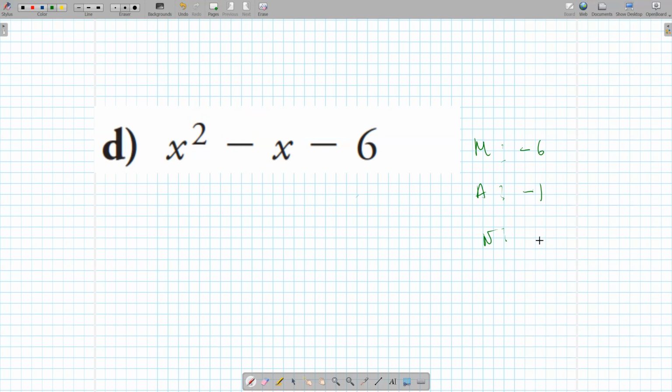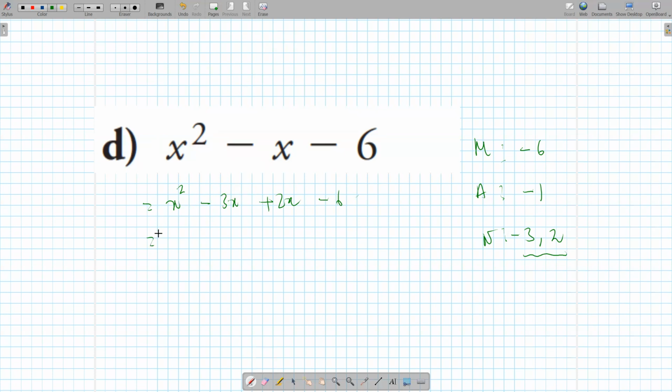You want a hint? One of them is 2. The other one is -3. Oh, okay. So -3 times 2 is -6, and -3 plus 2 is -1. And then we're going to split apart the middle term into those two: x squared minus 3x plus 2x, and it comes from here, -3x, 2x, -6.